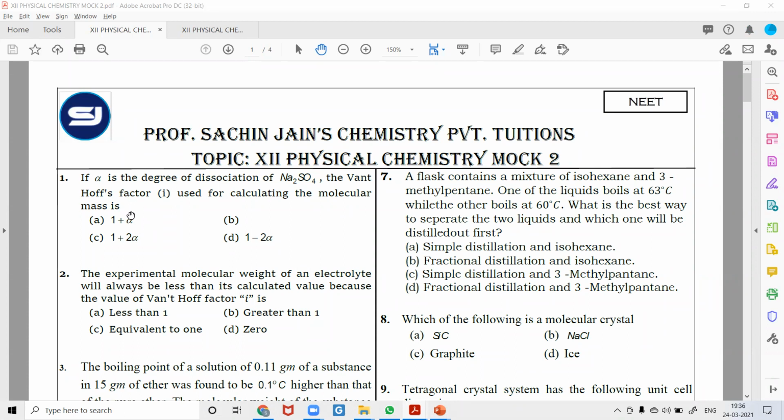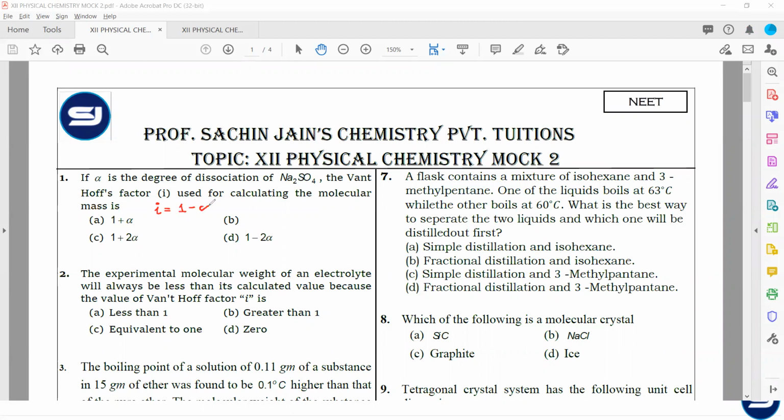If alpha is the degree of dissociation of Na2SO4, the Van 't Hoff factor for calculating the molecular mass is? What is the formula for Van 't Hoff factor? When there is a case of dissociation, i is equal to 1 minus alpha plus n dash alpha, where n dash is the number of particles obtained on dissociation of Na2SO4. There will be 3 ions formed on dissociation. Hence it will be 1 minus alpha plus 3 alpha, which is equal to 1 plus 2 alpha. That is option C.